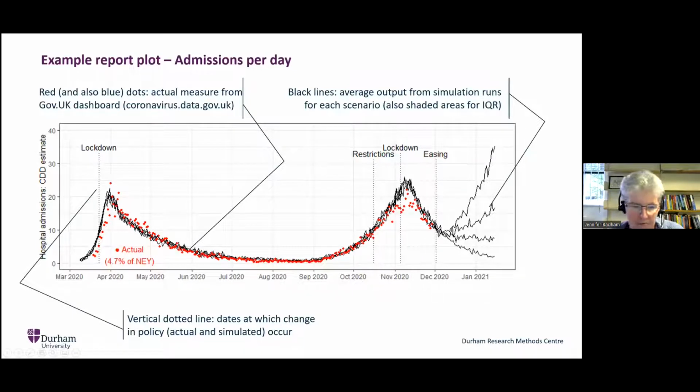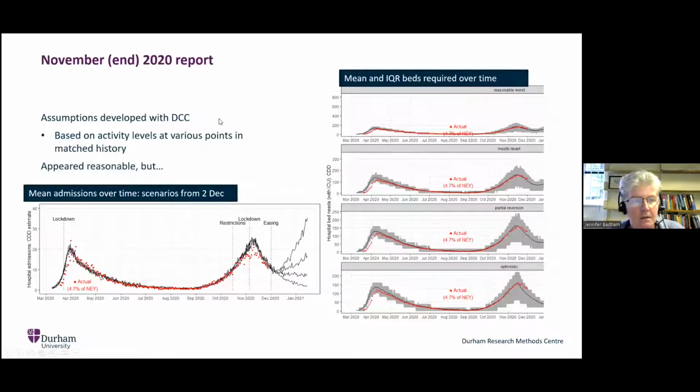So this report was produced at about this point to say, as the restrictions are eased in December 2020, January 2021, where do we think it might go? And you can see that only the very optimistic scenario had the epidemic actually dying out.